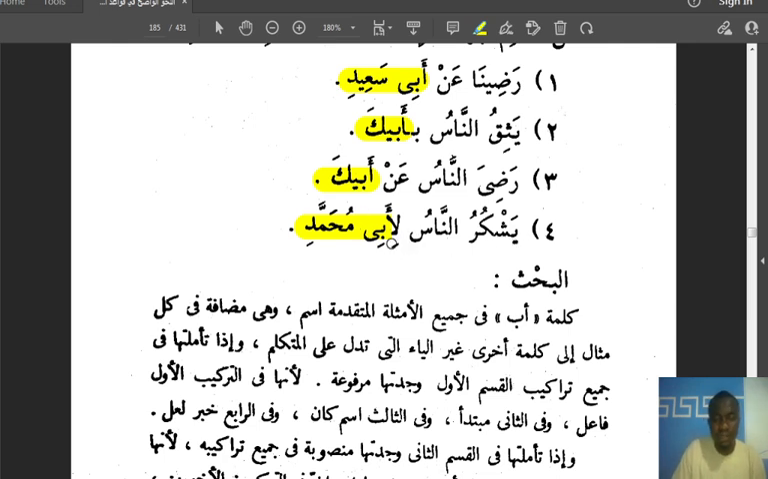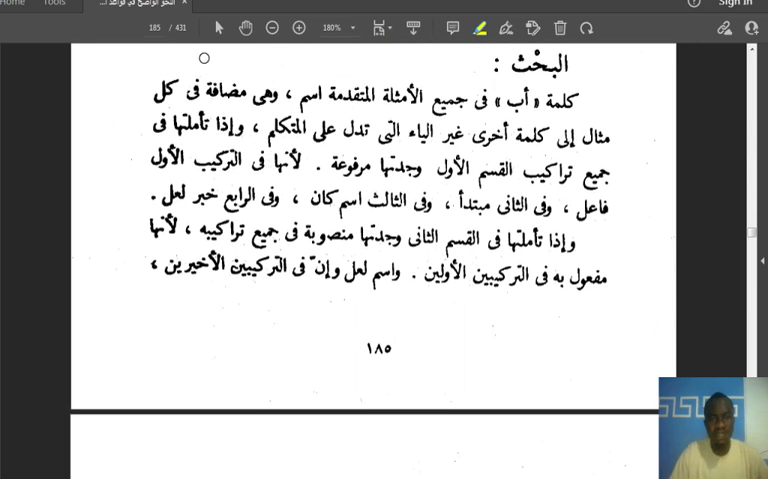Yashkuru nasu li, harfu jar. Abi, so abi is ismu majrur. So in the third part, they all come as ismu majrur. So you realize that when the word abi comes as mudaf ilayh and it comes as ismu majrur, it's supposed to come with yai. So its alama of jar is yai. So if you want to say I saw Abu Bakr, you say ra'aytu Aba Bakr. Ja'a Abu Bakr. Zahabtu ila Abi Bakr. Okay.